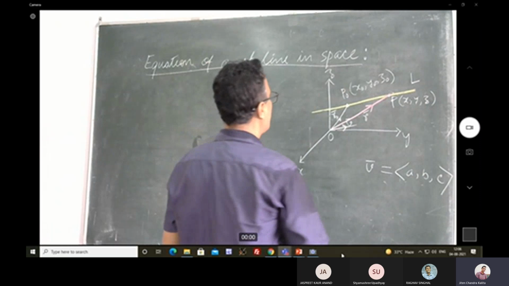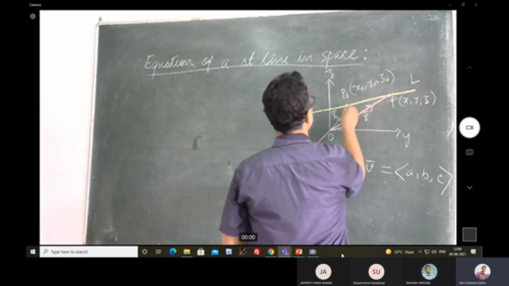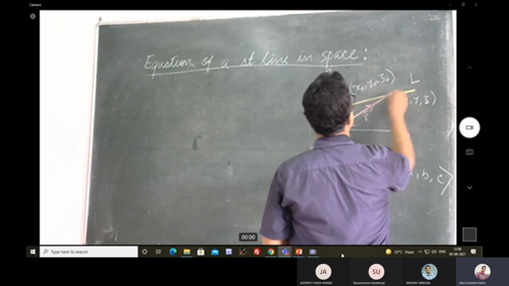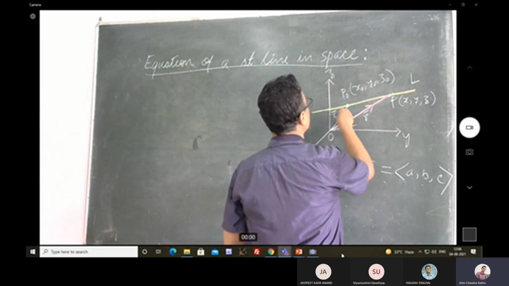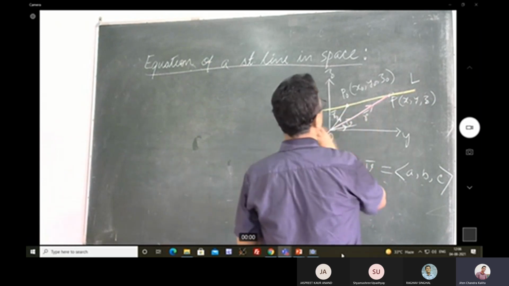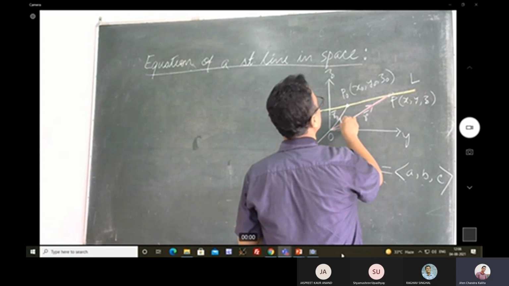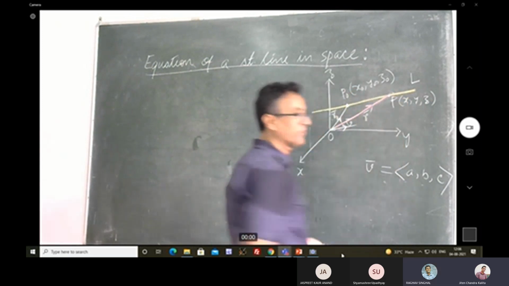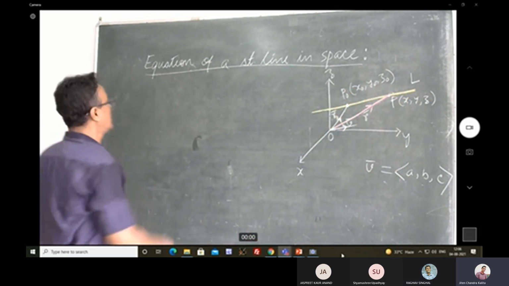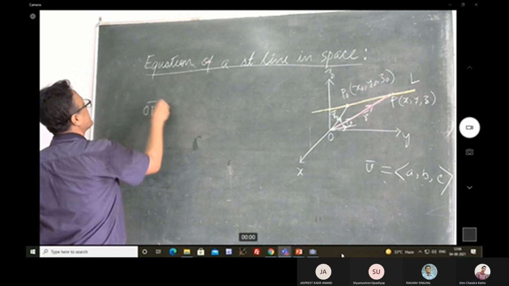Now from these triangles, you can see that R is simply equal to R naught plus P naught P. Fine? OP.